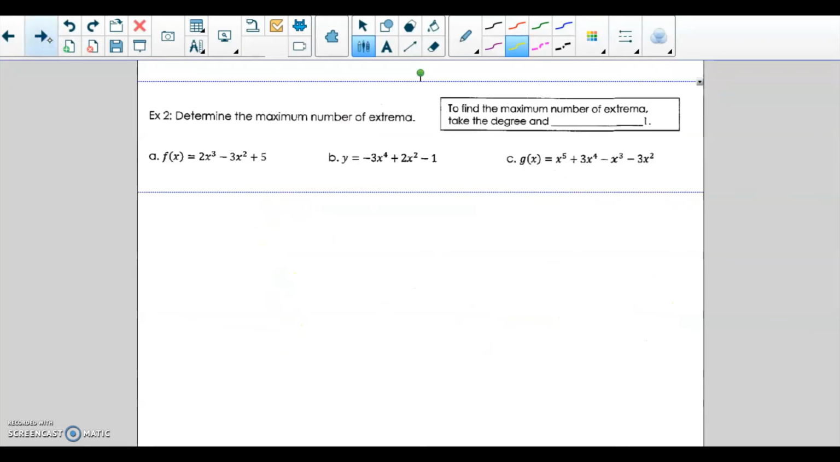All right, example 2. Figure out how many turns this has. So extrema means turns. How many turns does it have? And so we talked about this when we talked about degree. We'll take the degree and we're going to subtract 1. So the degree in each problem is the highest exponent.